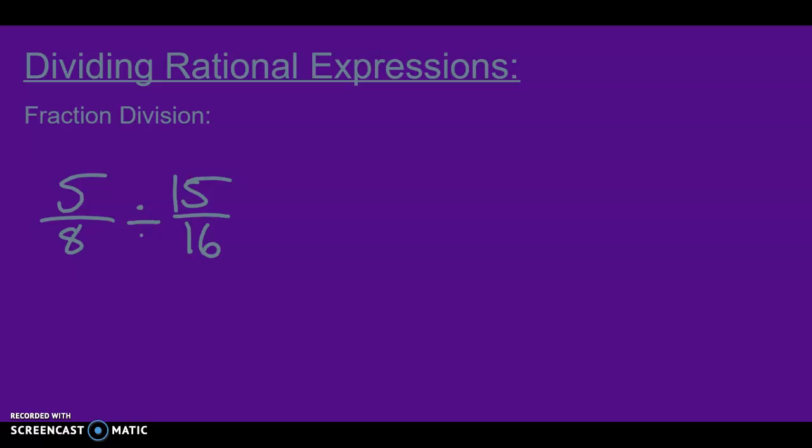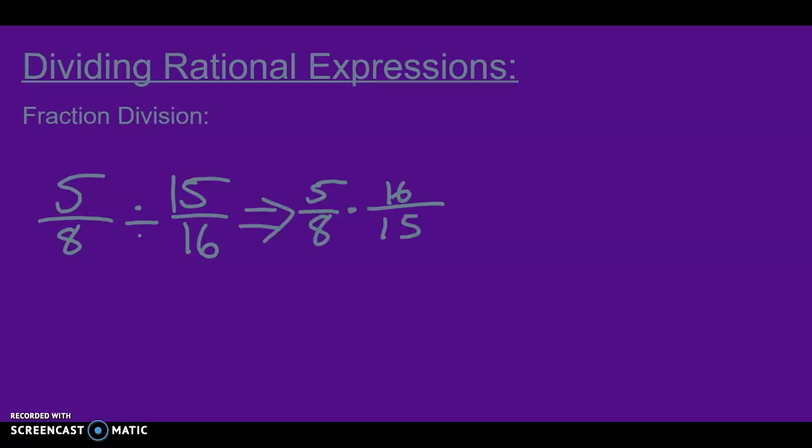To begin with, we're going to talk about fraction division. If you remember, for fraction division we used a three-word phrase to help us remember how to divide. Those three words were copy, dot, flop. So we copy down the first fraction, 5/8, change the division symbol to a dot, and multiply. That became 5/8 times 16/15 when we rewrote it with copy, dot, flop.